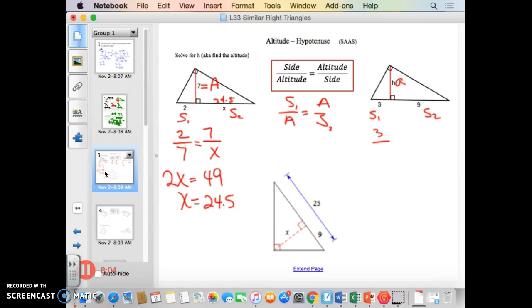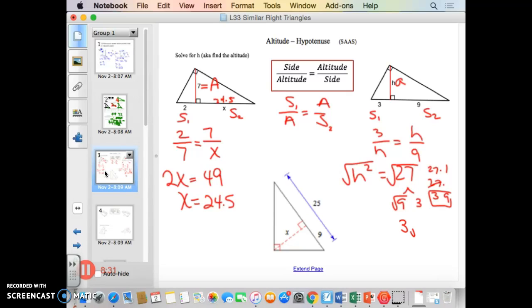So it's going to be 3 over h equals h over 9. h times h is h squared. 9 times 3 is 27. Well, this is one where I have to take the square root of both sides. So 27 times 1, no, not times, 3 goes into 27 9 times. And there's my perfect square. So I'm going to rewrite this as 9 and 3. And the square root of 9 can come out as 3. The square root of 3 is left behind. And this is h. The other thing you could have done is just simply take the square root of 27, which is about 5.2.